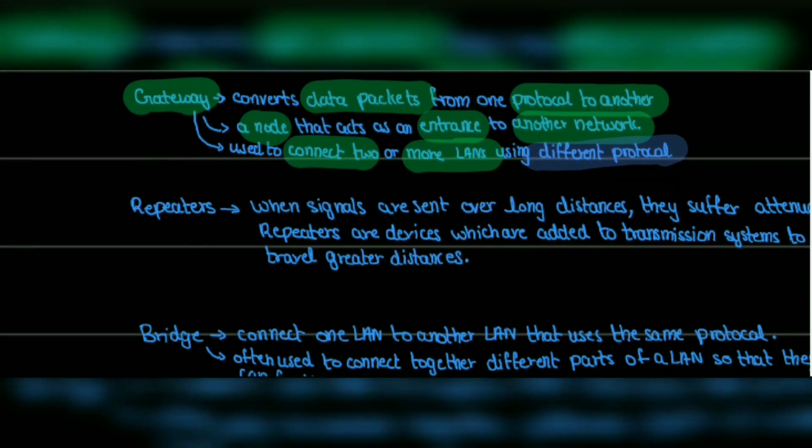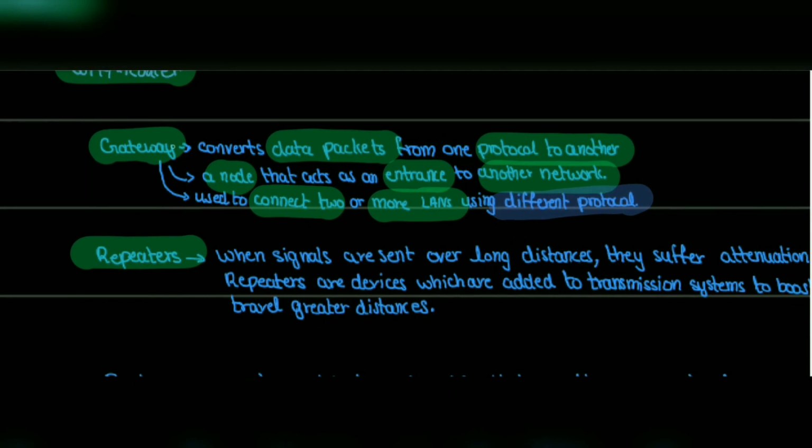All right, repeaters. Gateways. Let me see what a gateway is for. A gateway converts data packets from one protocol to another, which means having different protocols. We try to make communication between different protocols. It acts as an entrance to another network, connecting two or more LANs using different protocols. The gateway is all about managing different protocols and sending and receiving data between two different protocols.